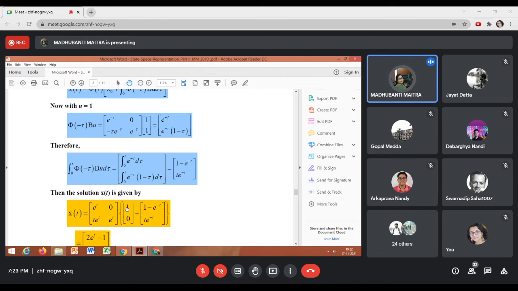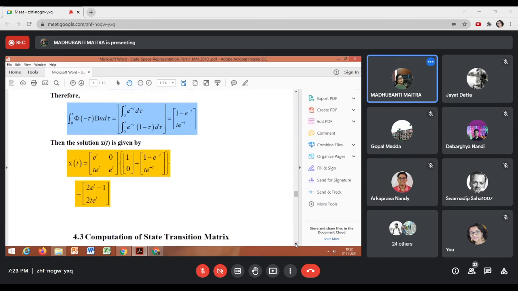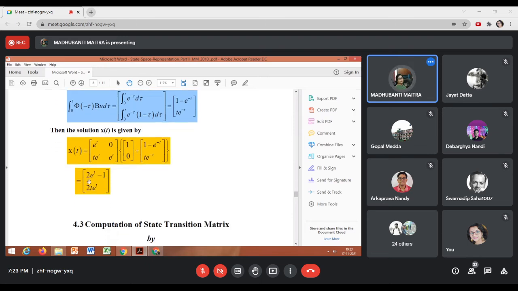The first term is x0, that is the initial condition, and it's given in the problem that the initial condition is 1, 0, plus this term, right? That is 1 minus e to the power minus t, t e to the power minus t. So now if you multiply and evaluate, you'll find x(t) to be equal to 2 e to the power t minus 1 and 2t e to the power t. So please do this problem and check whether the values are correct or not.